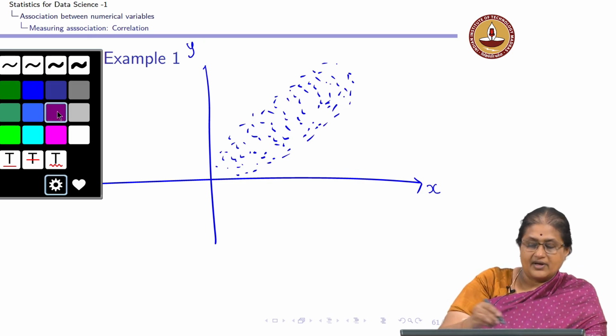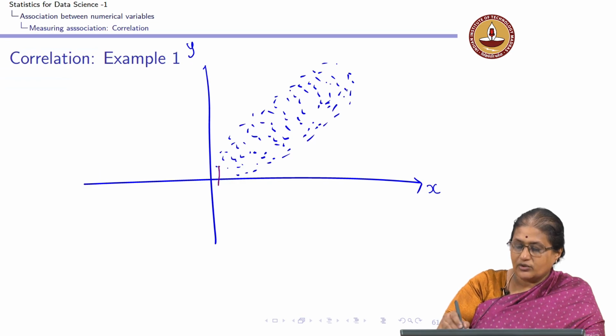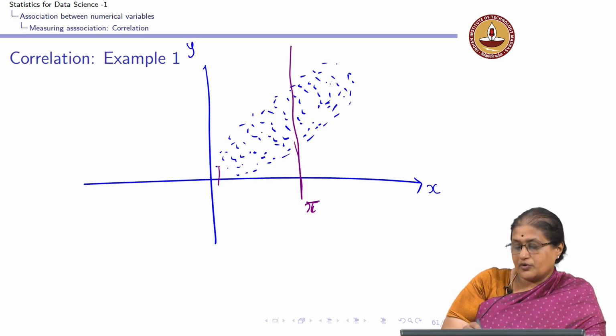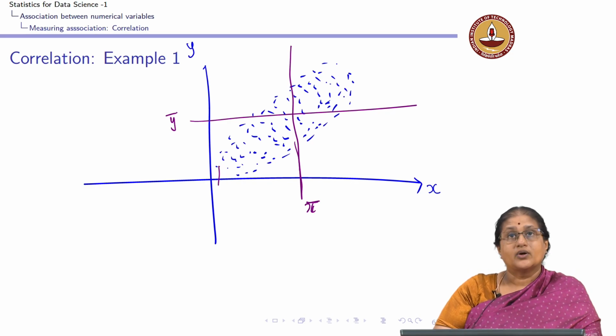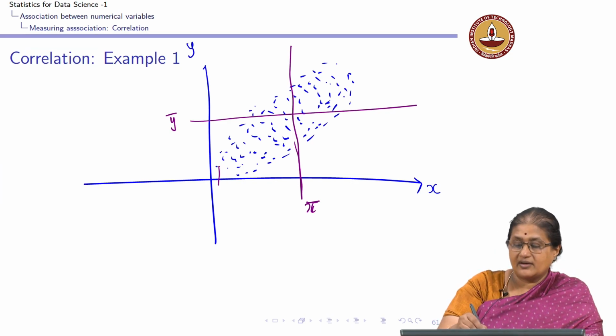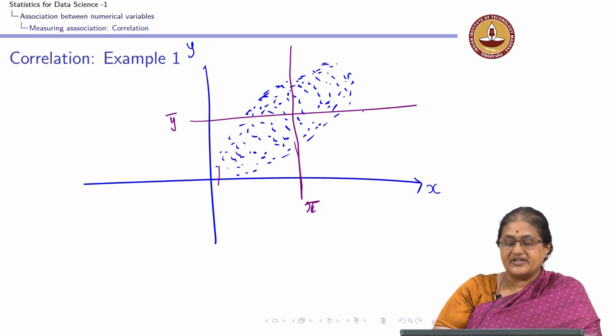Suppose I have my x bar. So, x varies from this point to this point. Suppose this is my x bar, that is the mean of my first variable, and this is my y bar. We further said that we could split this entire scatter into 4 pieces.